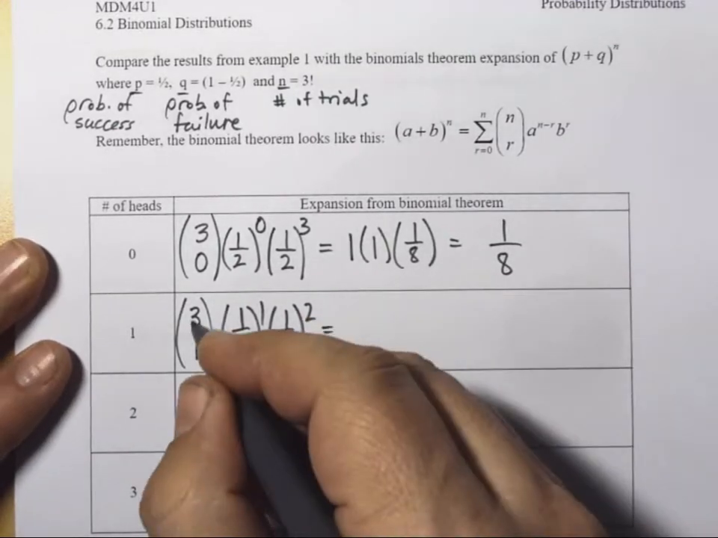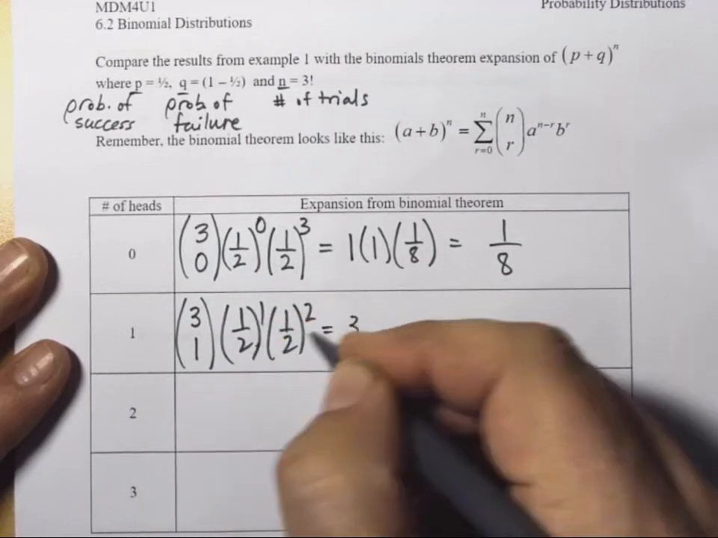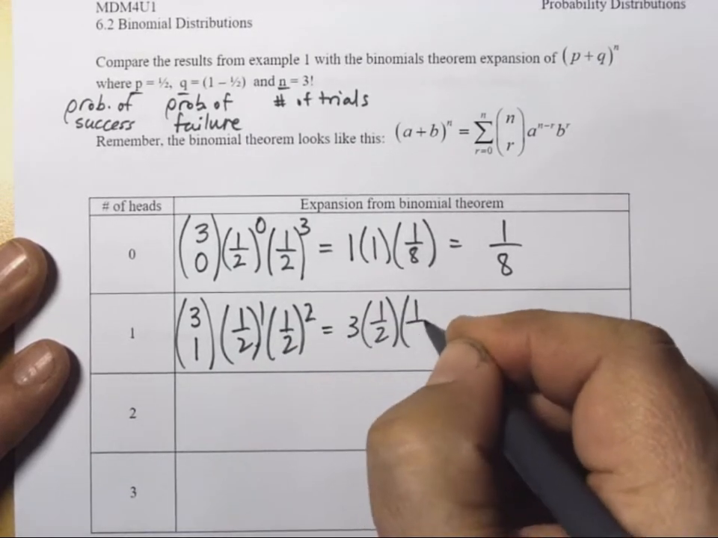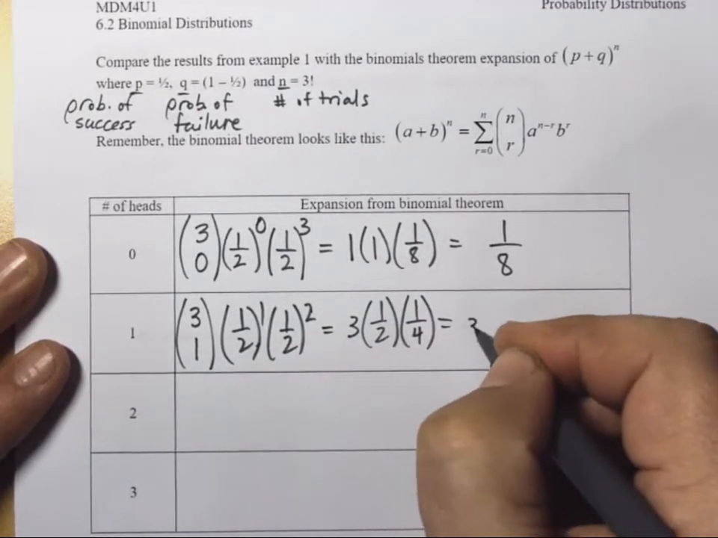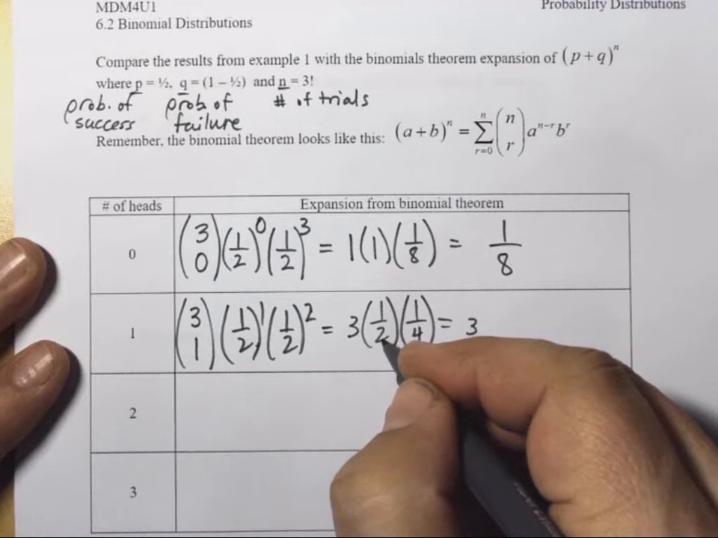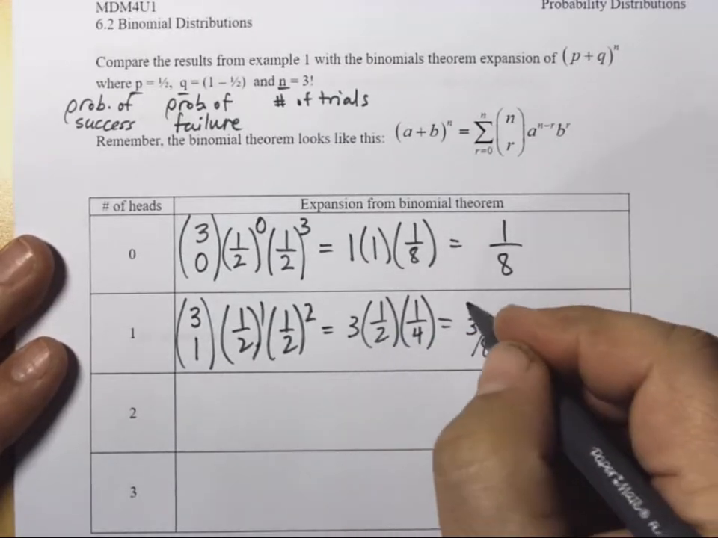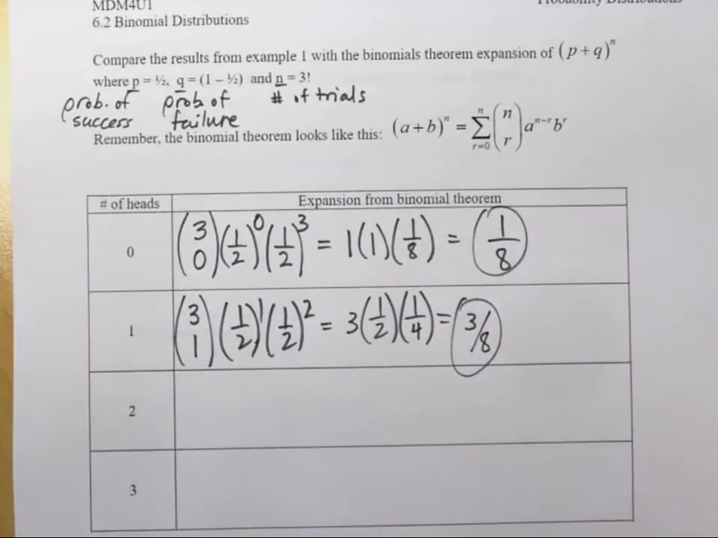And if we figure this out, 3 choose 1 is 3. 1/2 to the 1 is 1/2. And 1/2 squared is 1/4. 3 times 1/4 times 1/2, that's 2 times 4 is 8, is 3/8. That's exactly what we got in our table.